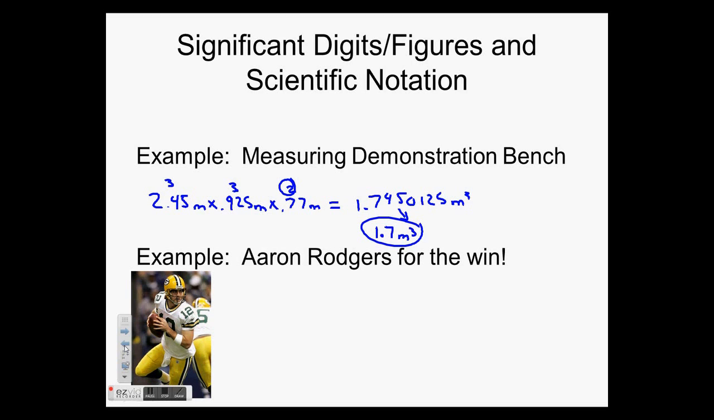And again, it should kind of make sense. My meter stick didn't go to the millions or something like that. It wasn't that accurate, so I can't have my measurement that long. So 1.7 meters cubed, that's how accurate I was.